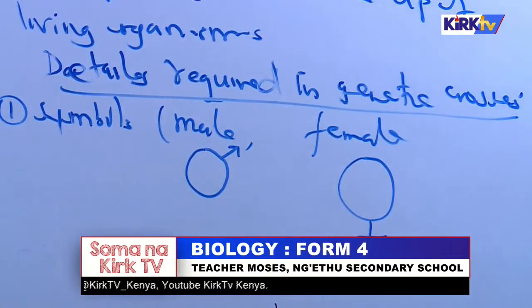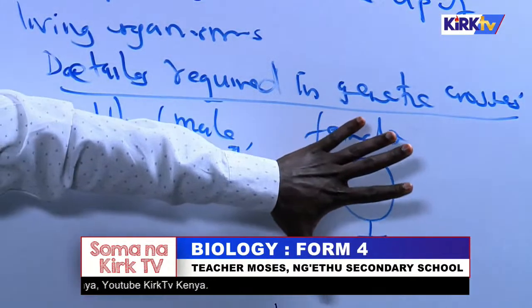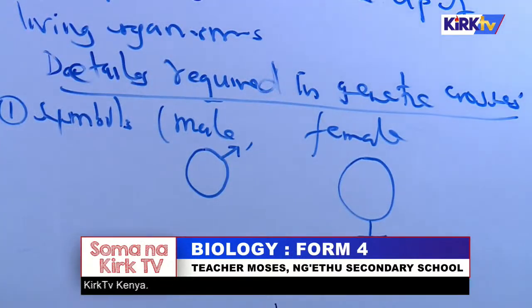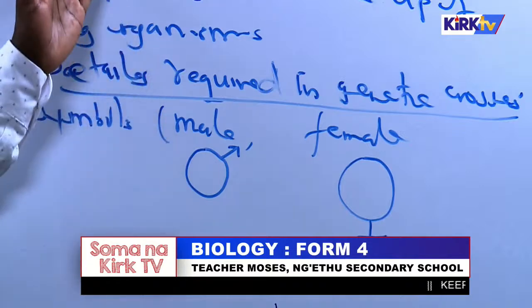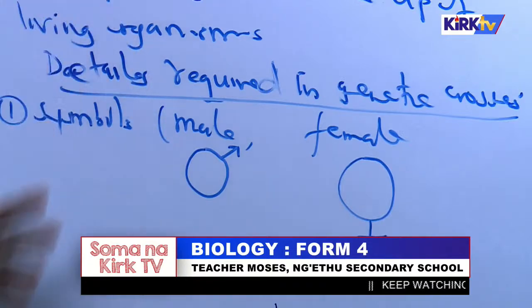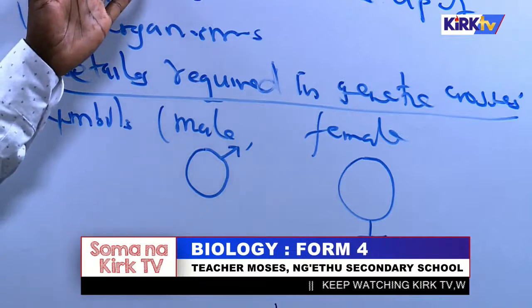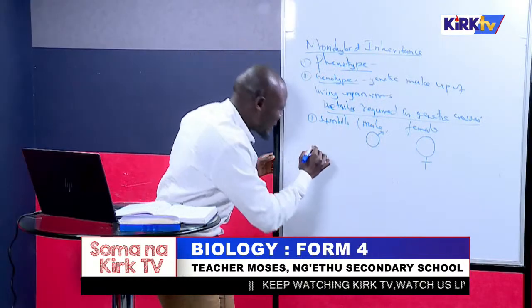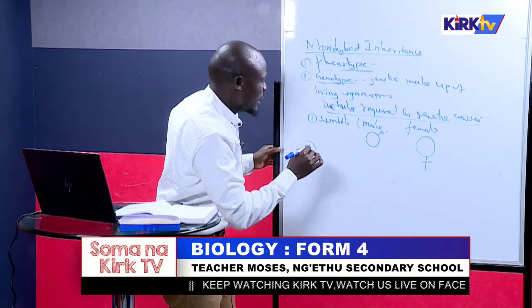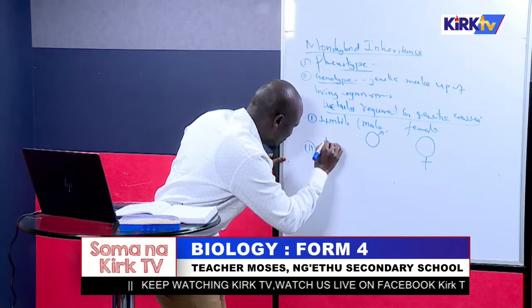That one representing the female. So those are the things that you all need to have when we're doing the genetic crosses. Apart from that, we also have to have something to do with the phenotype. We must ensure that the phenotype is included.